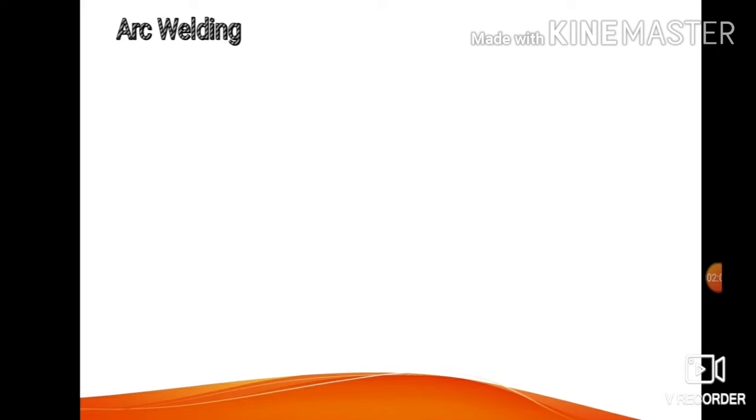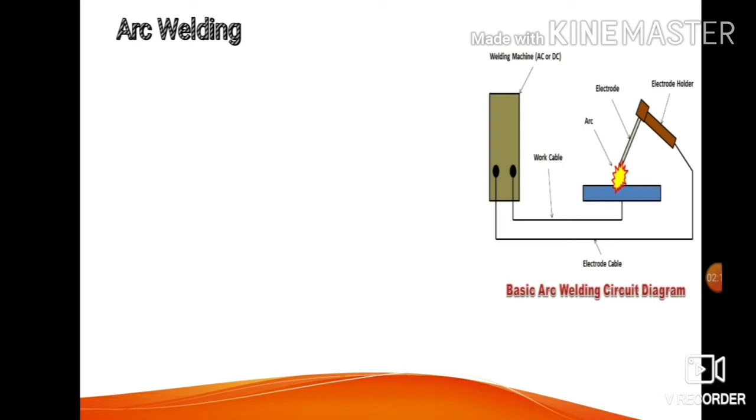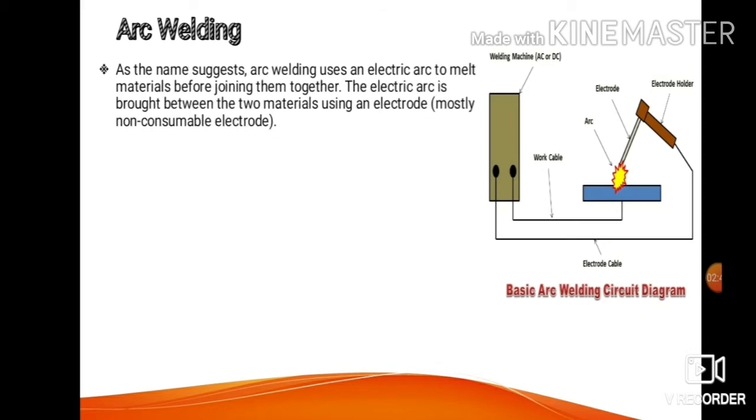Now the first one we have to discuss is arc welding. You know the diagram of arc welding, in which we are using a welding machine which may be AC or DC, and an electrode holder where we hold the electrode, and we create the spark with the help of AC or DC machines. The positive terminal of the machine is connected to the electrode holder and the negative terminal to the work table, or we can say workpiece. Okay, so according to the diagram you can see the basic welding circuit.